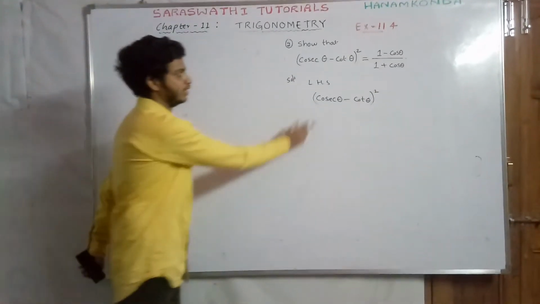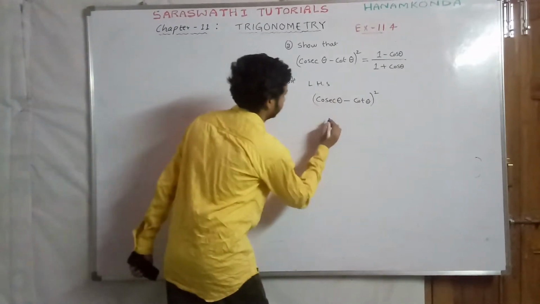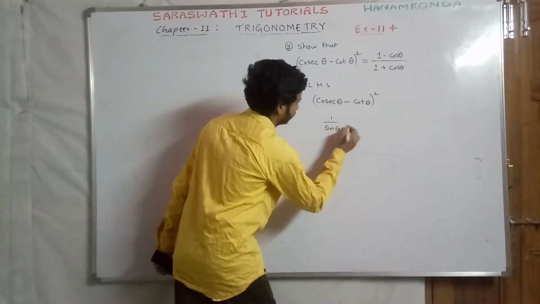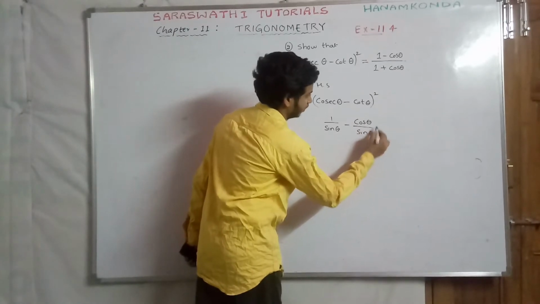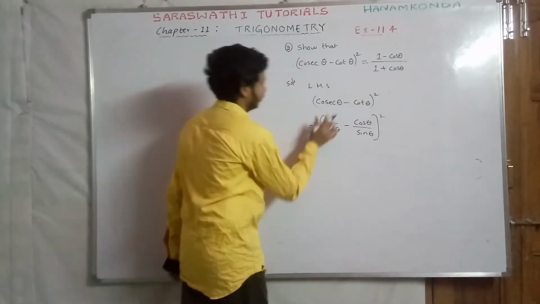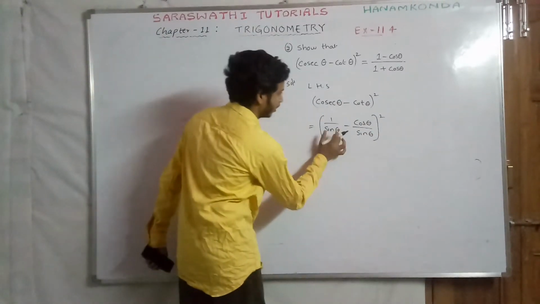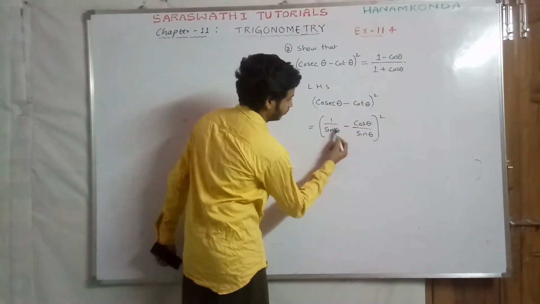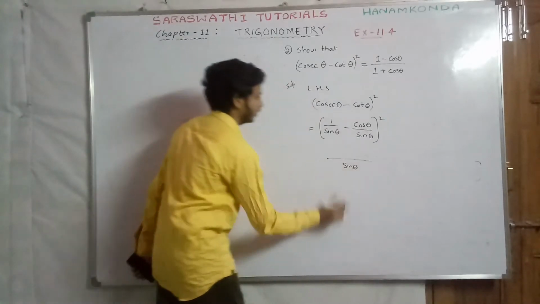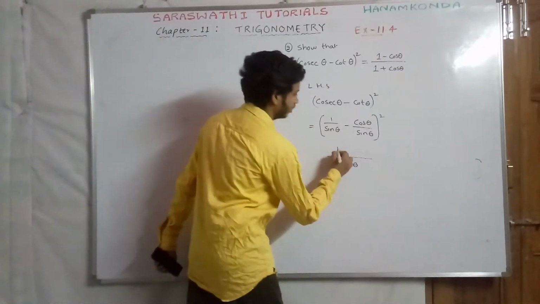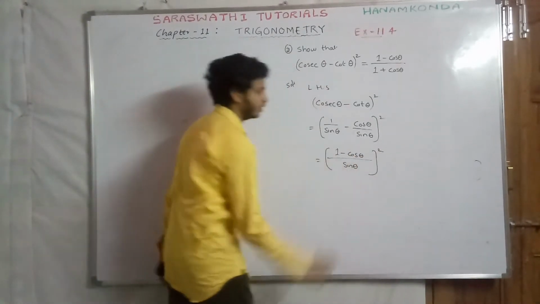Okay, so we know that cosec theta can be written as 1 by sin theta and cot theta can be written as cos by sin. So in place of cosec theta, substitute the value 1 by sin theta. In place of cot theta, write cos theta by sin theta, whole square. Now 1 by sin and cos by sin both have sin theta as the same denominator, so we can take sin theta as the common denominator. Then the numerator becomes 1 minus cos theta. So (1 minus cos theta) by sin theta, whole square.